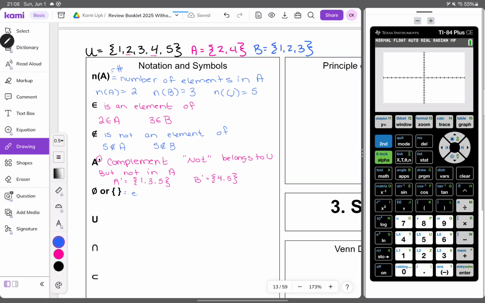This guy here just means the empty set. We could use the 0 with the slash through it, or just 2 braces with nothing in between. It means nothing belongs to that set.